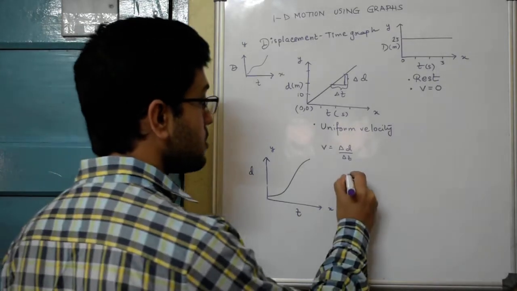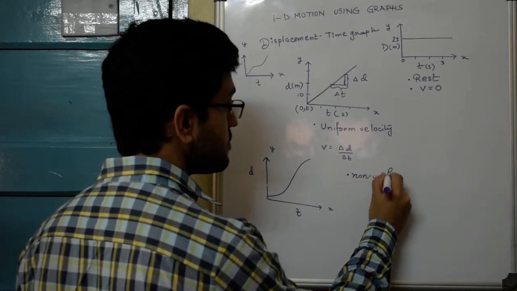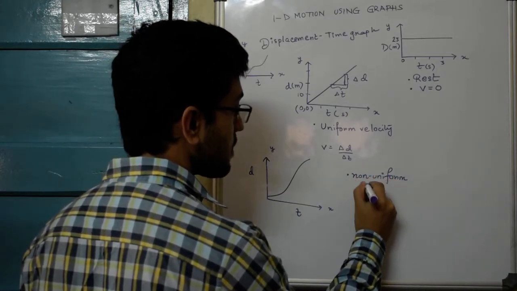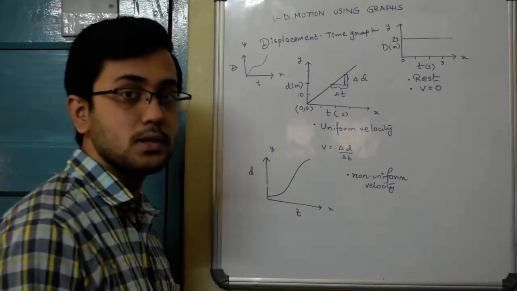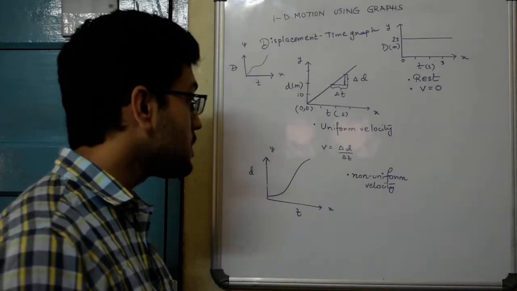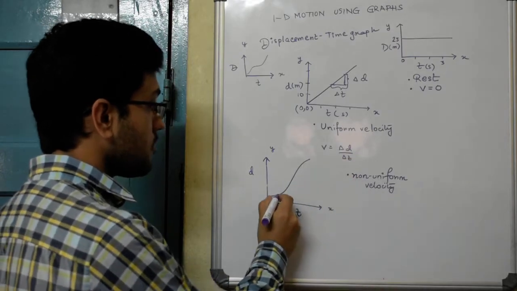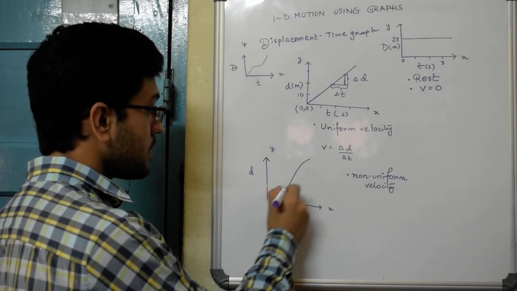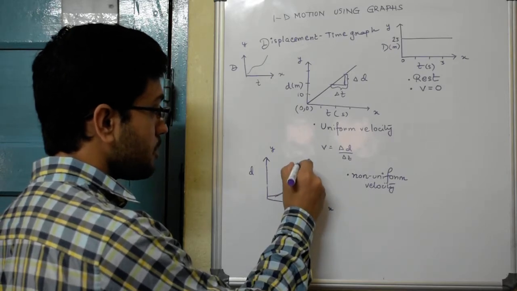The first conclusion we can draw is that the body is moving with a non-uniform velocity. Why non-uniform? Because velocity from the displacement time graph is obtained by the slope of the graph. Now if you look at this graph, at this point the slope is something like this, at this point the slope is like this, at this point the slope is like this.